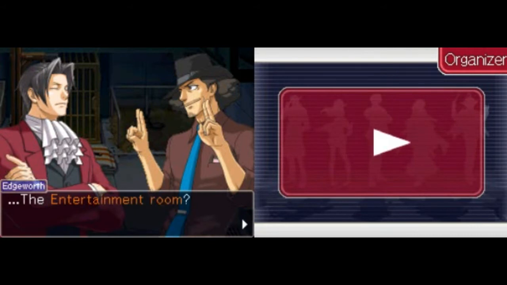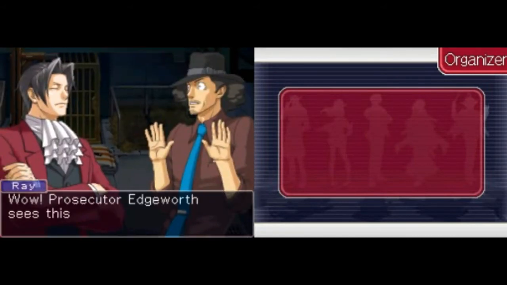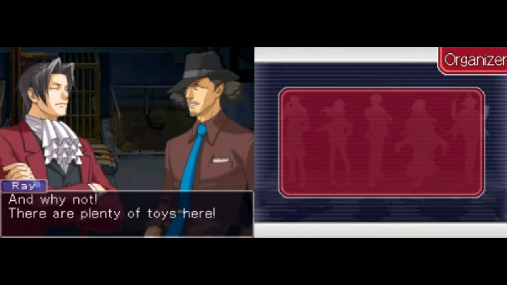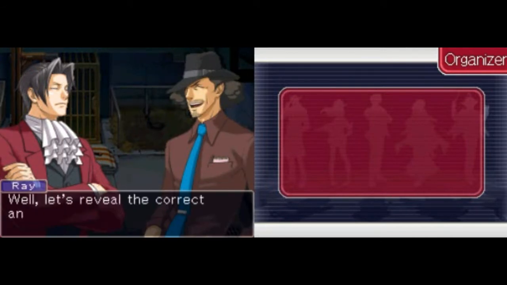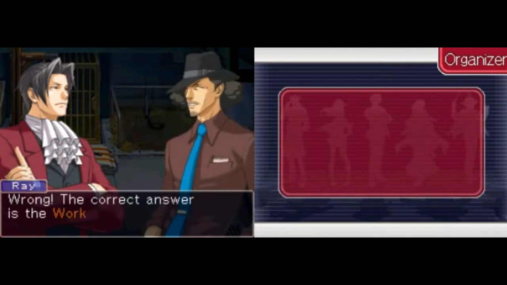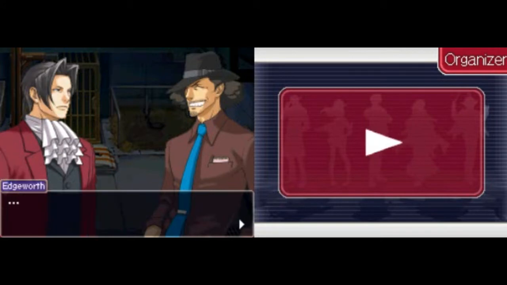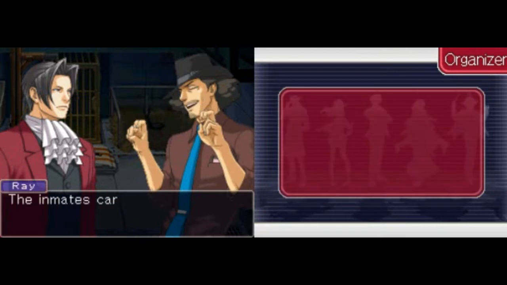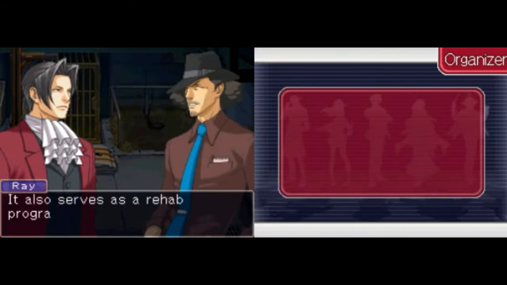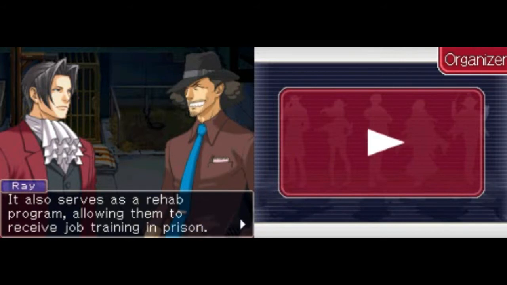The entertainment room? Wow, Prosecutor Edgeworth sees this place as an entertainment room? And why not? There are plenty of toys here. Well, let's reveal the correct answer. Prosecutor Edgeworth's answer is... wrong. The correct answer is the workroom. All three choices were wrong. I hate it when he does that. The inmates carry out various kinds of prison labor in here. It also serves as a rehab program, allowing them to receive job training in prison.